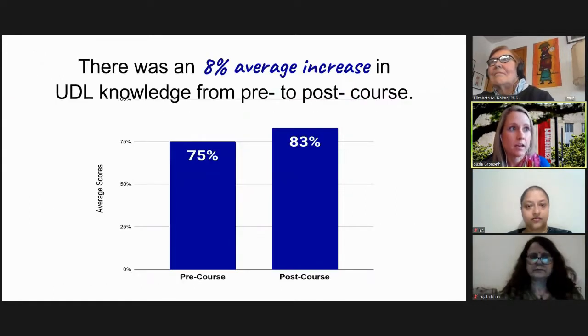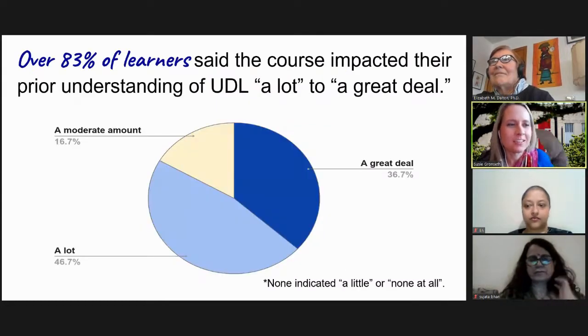So I'm going to share a few highlights. The first is that looking at the average scores on those 15 UDL knowledge items, pre-course, there was about a 75% rate of accuracy. And then after, in the post, we had about an 8% increase, which was about 83% accuracy post.